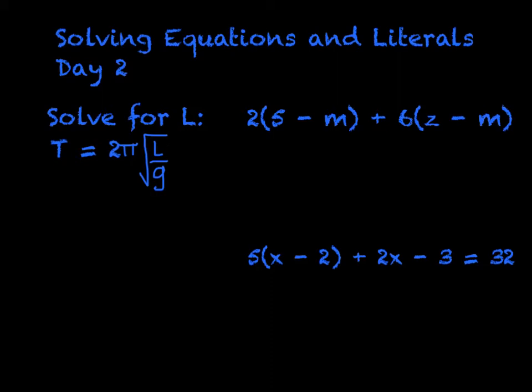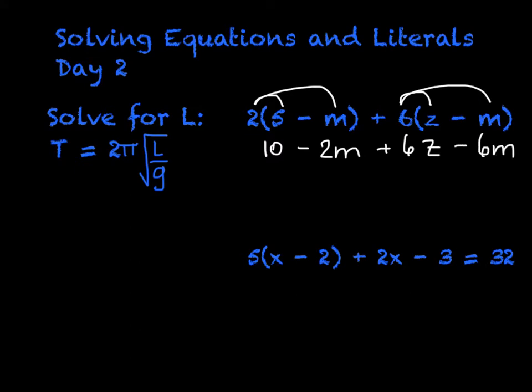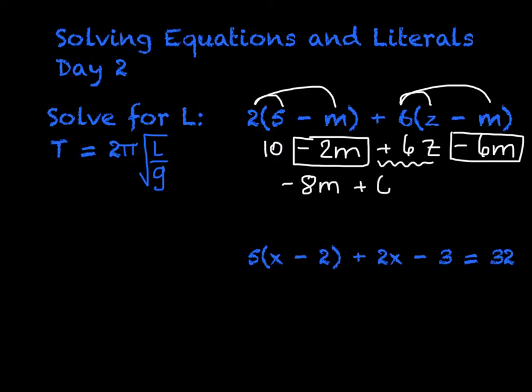Let's start with this here. The first thing we're going to do is parentheses. So 2 times 5, 2 times negative m, 6 times z, and 6 times negative m. I'm going to combine like terms. I have m's that are exactly alike, negative 2 minus 6. I have z, no other one to combine, and I have this number that has an implied positive in front of it.